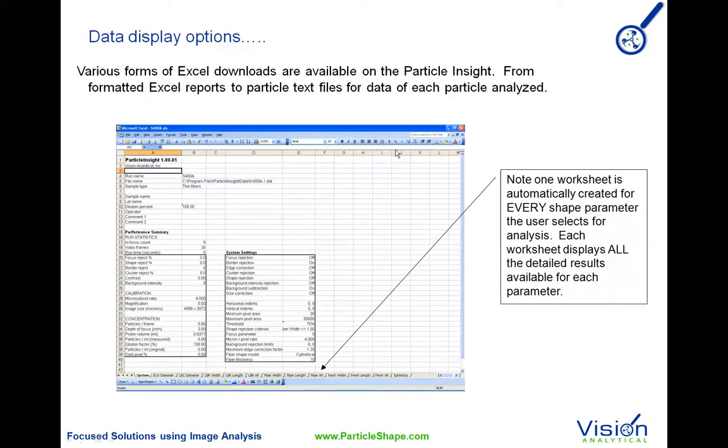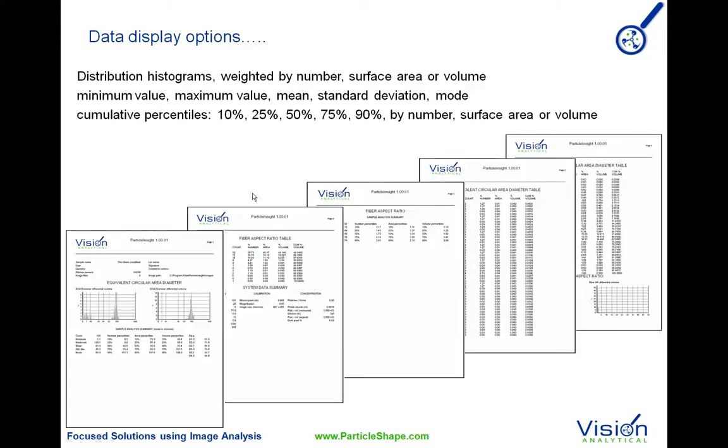With respect to outputs that are outside of the Particle Insight, once again, we have an enormous amount of information. For every particle, we have up to 30 different shape measures. We have different types of Excel reports. We have Excel reports that are very basic, where you go into the overall summary of the sample, and then for every shape measure, we have a tab. We have a few other ones which we'll go over.